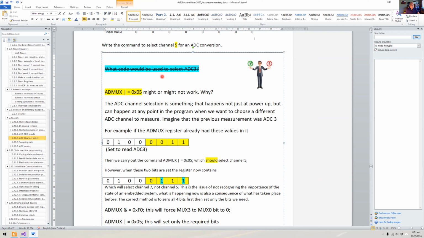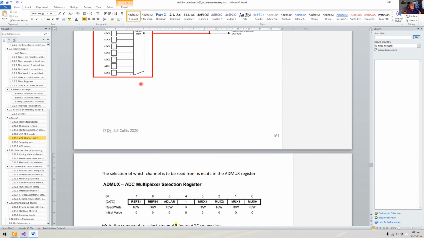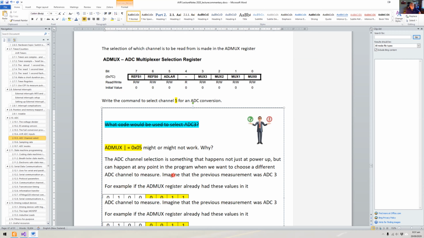So imagine, for instance, that we had already been reading ADC3, and so our mux register looked like this. We've got our reference set up here, and this bit's unused, and this is ADLAR, which we're going to talk about later. And these are our 4 mux bits: MUX0, MUX1, MUX2, MUX3. And we've set up to read channel 3, so that's setting up this input here. We're going to read this input here.